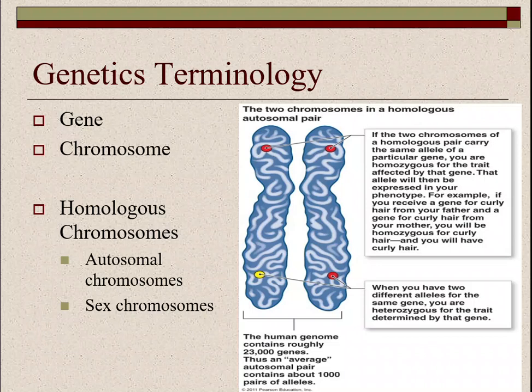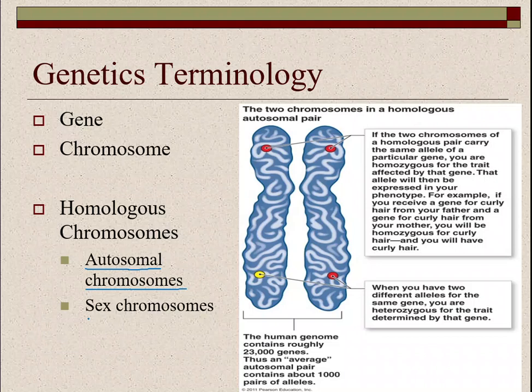Now, let's go back to the homologous chromosomes for a second. Remember what I said, that we had 46 chromosomes, right? Basically coming in 23 homologous pairs. Now, 22 out of the 23 pairs are actually called autosomes. The autosomes have nothing to do with your sex. They have nothing to do with you being a male or a female. They're found in all of your body cells.